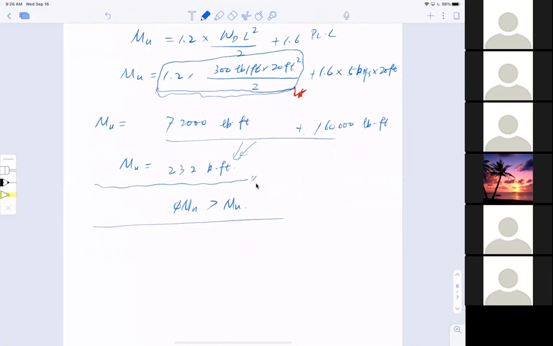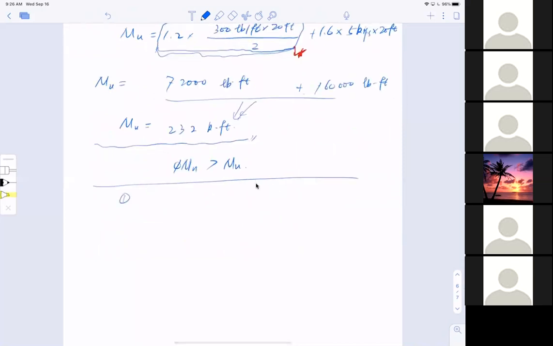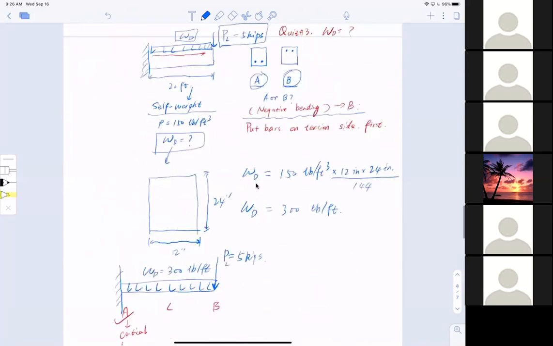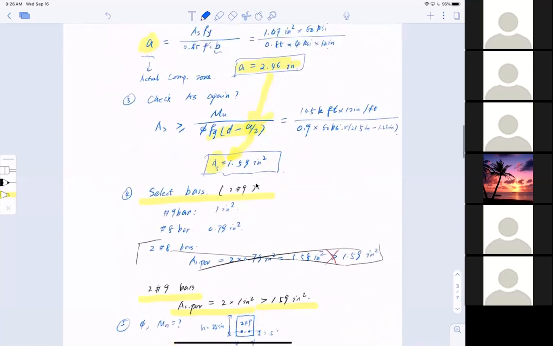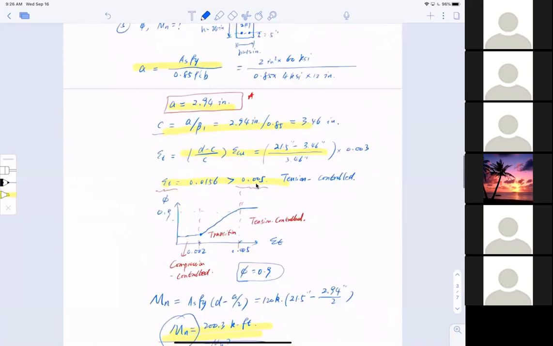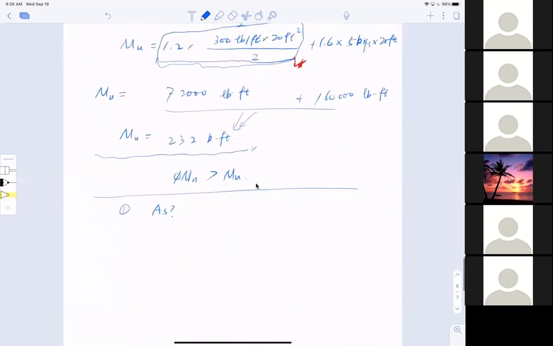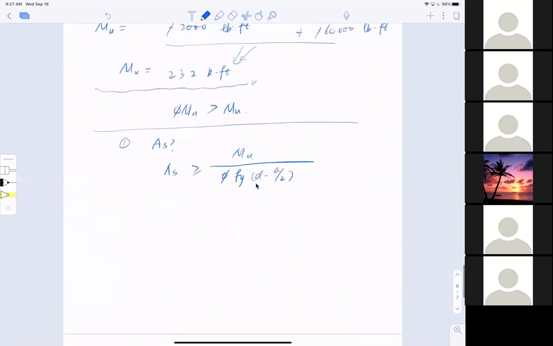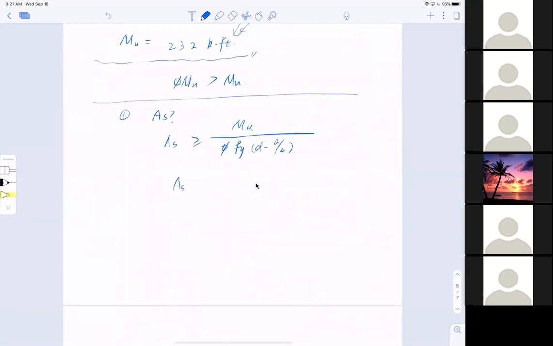So how are we going to design it? Step number 1, As. We're going to assume it's yielded. Recall the procedure, going slowly here. First use this equation: As is larger than Mu divided by phi Fy times (d minus a over 2). But I don't know what a is. So write down As equals Mu over phi Fy jd.